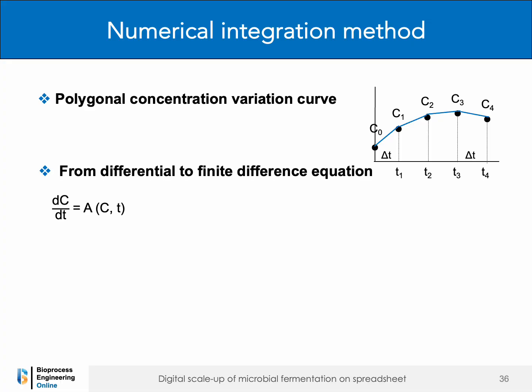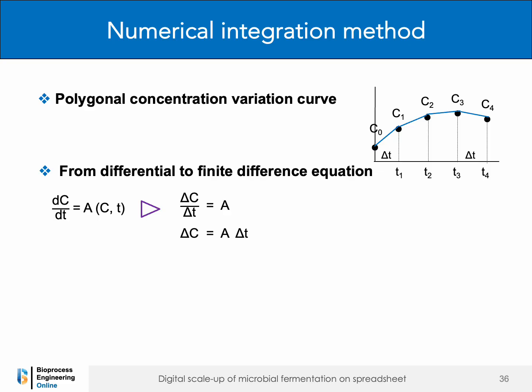Let's consider the general differential equation describing the time variation of the concentration, dC over dt equals a function of C and t, called A. The differential equation is transformed into a finite difference equation by dividing the time scale t into incremental time steps of length delta t. The derivative dC over dt is then approximated by the ratio of the concentration variation delta C to the time step delta t. And the differential equation then becomes delta C over delta t equals A, or delta C equals A delta t.